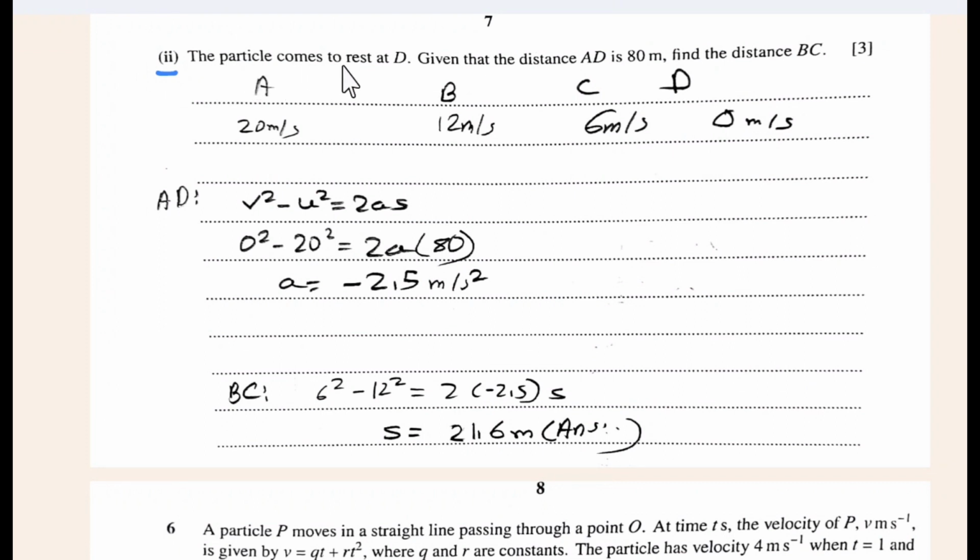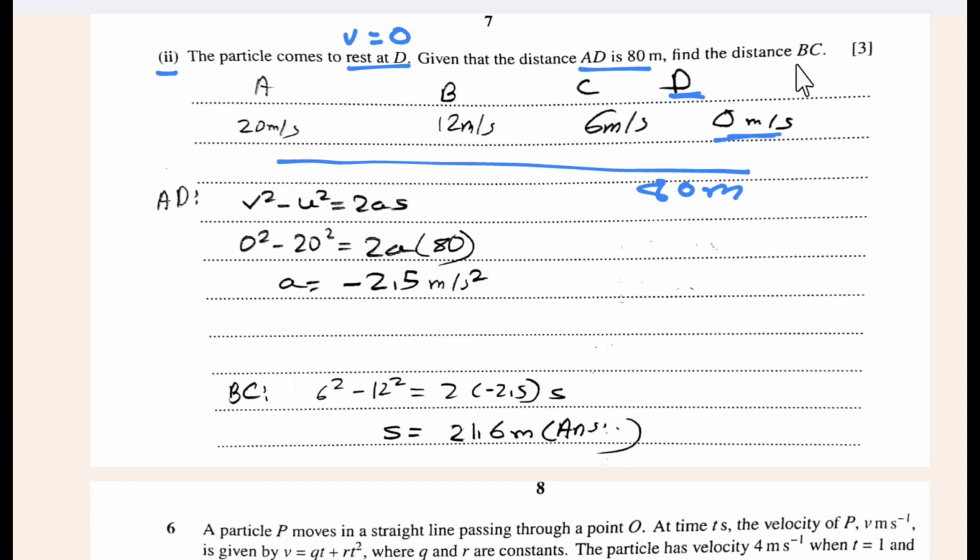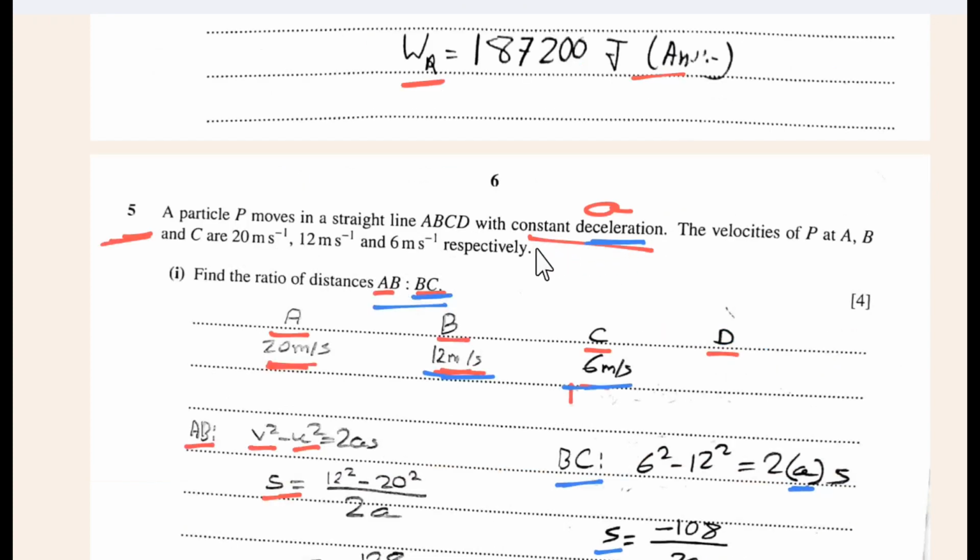Part 2. The particle comes to rest at D. As it comes to rest, that means at rest velocity is 0. So at point D, the velocity is 0. Given that the distance AD is 80 meters, so the distance from A to D is 80 meters. Find the distance BC. So to find the distance BC, we use the equation v squared minus u squared is equal to 2as, where we know the final speed at C and initial speed at B, and to find the distance we need to find the constant deceleration, that is a, as given earlier.